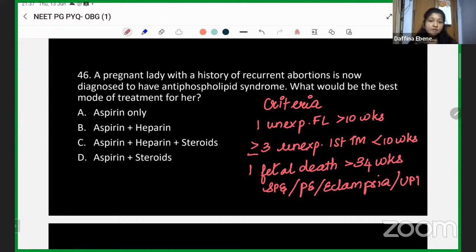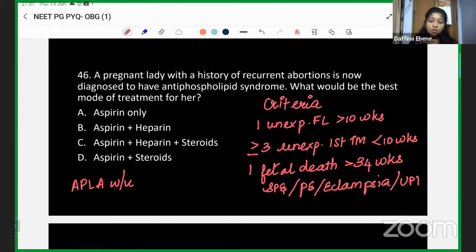What do you give for antiphospholipid syndrome? First trimester, mother is coming to you with an obstetric score of G4A3. All three are first trimester abortions. First thing that you have to do is order an APLA workup. You have to ask her to come back with an APLA workup. First thing that you need to rule out is whether there is recurrent pregnancy loss or whether there is antiphospholipid syndrome or not. So for that you have to do an APLA workup.